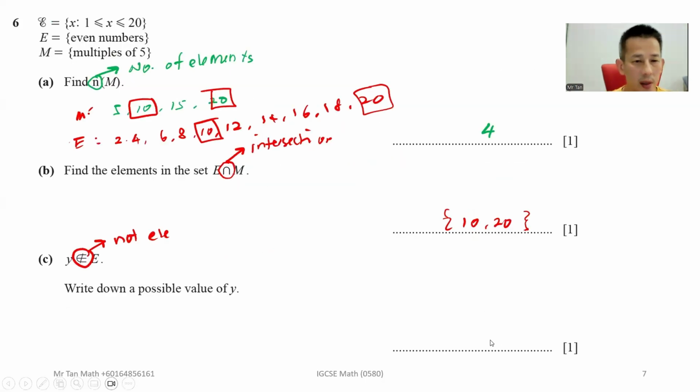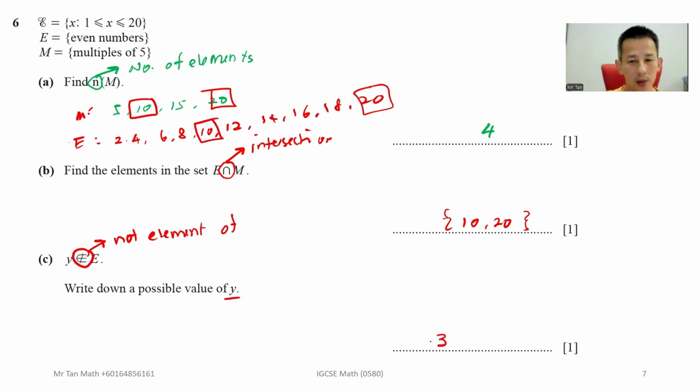Okay. Not element of. Write down the possible value of Y. So E is a even number. You can give any number between 1 to 20 that is not an even number.